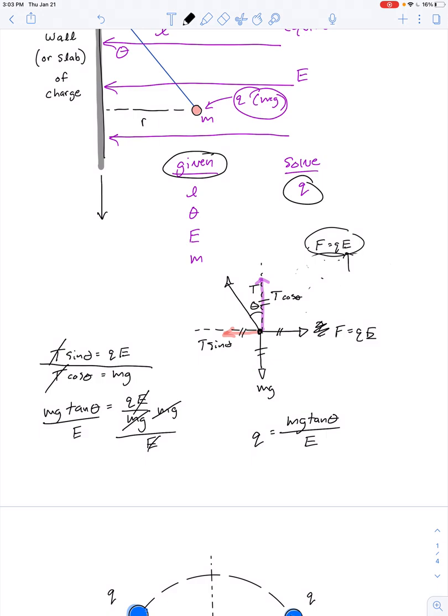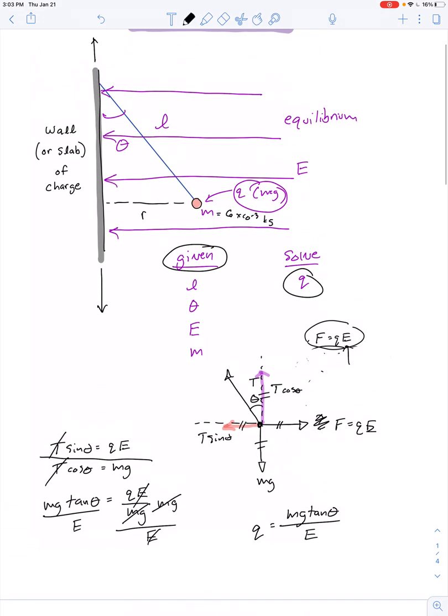Notice in this problem I didn't give any numerical values. I certainly could have. I could have told you that the mass of this object is 6 grams, or 6 times 10 to the negative third kilograms. And I could say that the length of the string is equal to 90 centimeters. And notice something interesting. That really didn't factor into our result at all anyway, right? And that makes sense because we're saying that the wall is so tall compared to the distance r, then even if the string was longer, there's no change in the strength of the electric field at this location compared to this location.